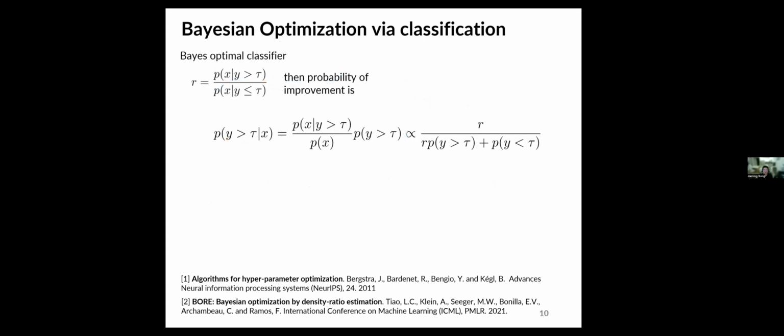Basically, we can apply Bayes rule. The probability of improvement, which is basically the probability of Y being over the threshold given X, at the first step, we do Bayes rule. We have P of X given Y bigger than tau, and here we multiply by P of Y bigger than tau, obviously, and then we divide by P of X. So this first step is very straightforward. It's just Bayes rule.